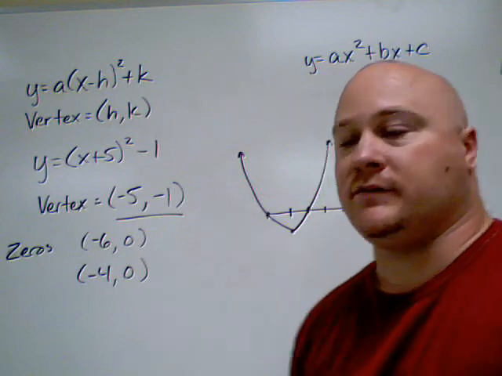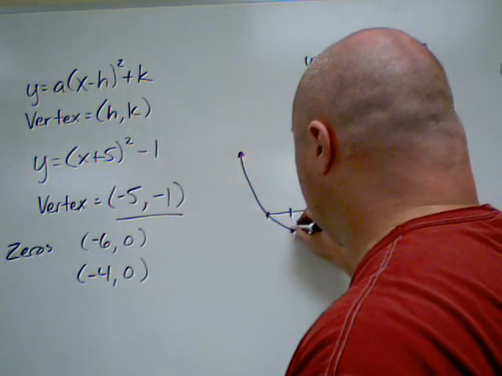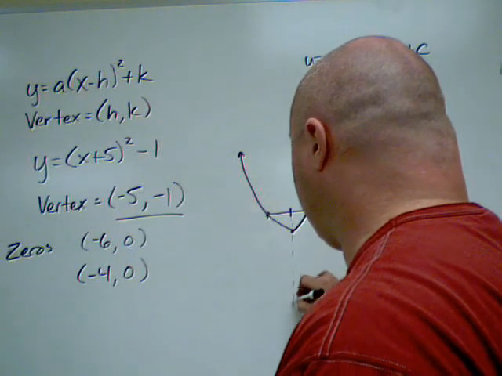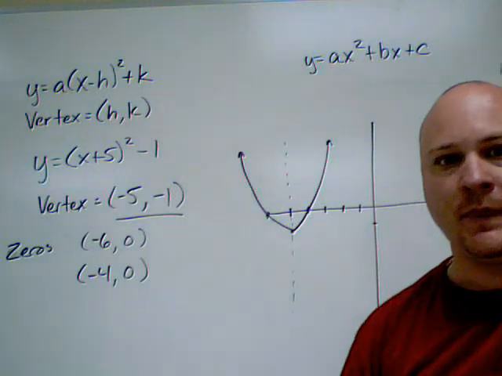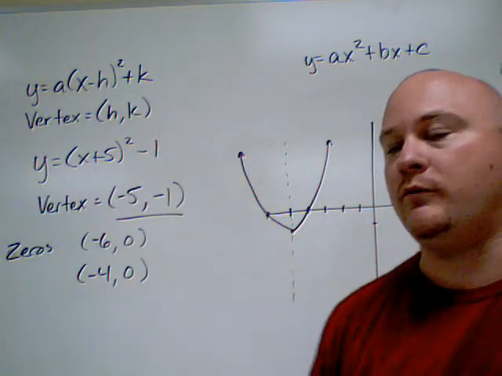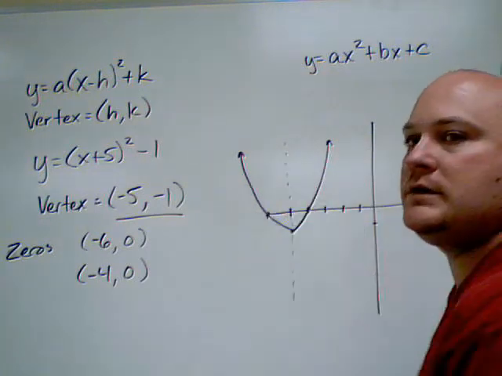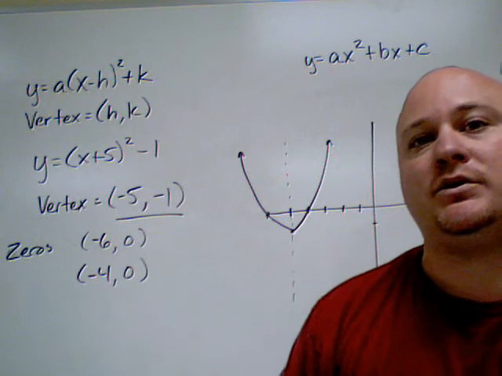Going back to our axis of symmetry, this is where x is negative 5. We'll just draw a little dotted line here. A vertical dotted line, and that tells us what our axis of symmetry is. So if we folded this function over onto itself, it would match. Okay, it would be symmetrical.